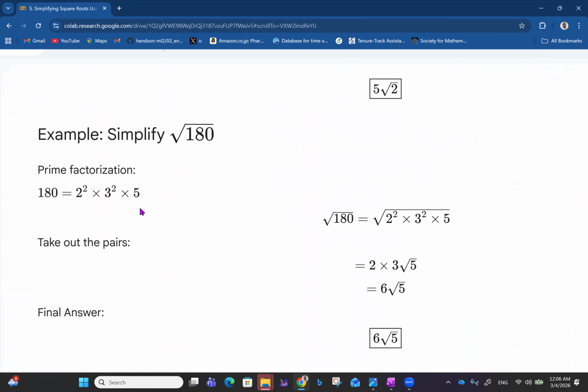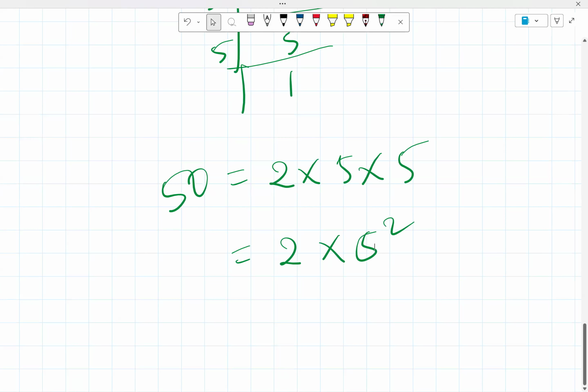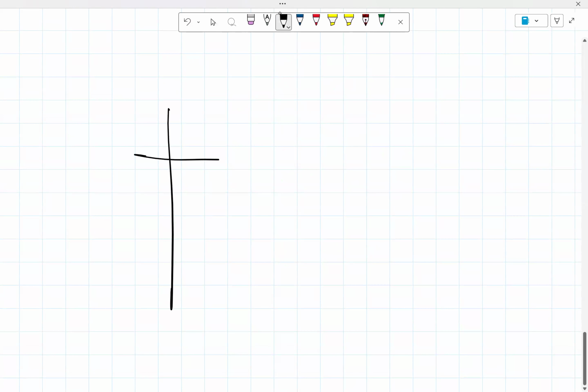So you have root 180 and it can be written as 2 squared times 3 squared times 5. How? Just go step by step. Talk about root 180. So here now we have 180. 180 ends in 2. Start with the smallest prime. We are talking about prime factorization, so the smallest prime number is 2. 1 is not a prime number, by the way.